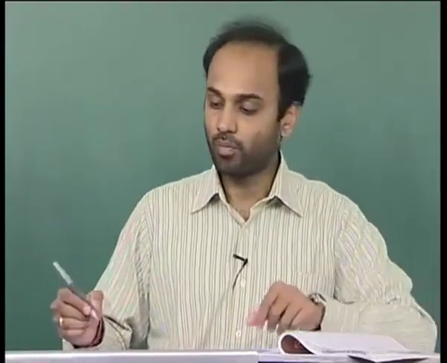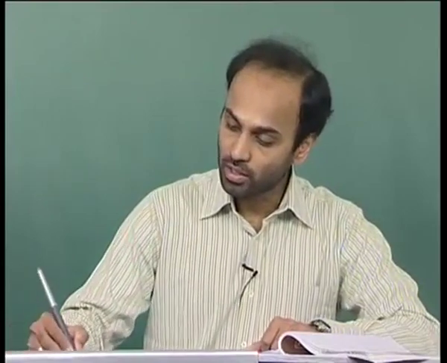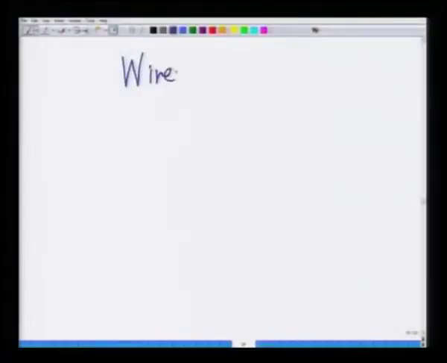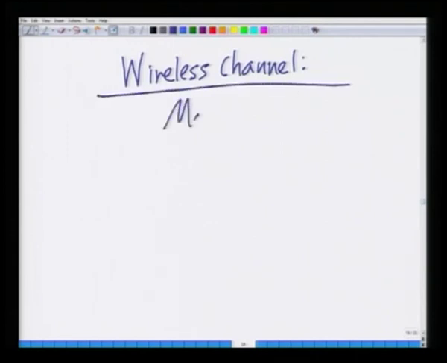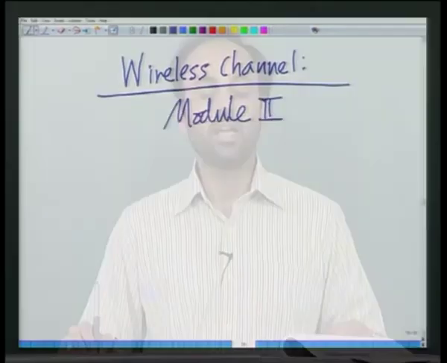You can get more information about the contents of this module by going to the website. This module is titled wireless channel, the second module, in which we will be taking an in-depth look at the properties of the 3G, 4G wireless channel, trying to understand more about the nature of this wireless channel and how specifically it affects 3G and 4G wireless mobile communication.